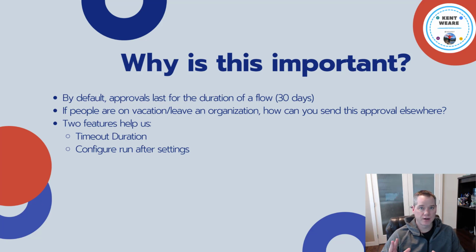Now, there's two features that are going to help us achieve our goal of being able to defer these approvals. One is a timeout duration property that is part of our approvals actions. We're going to see that. And then also we're going to determine when this event has occurred, when has our approval timed out, and then as a result, we'll be able to use configure run after settings to detect this and then have some additional logic that takes care of this scenario.